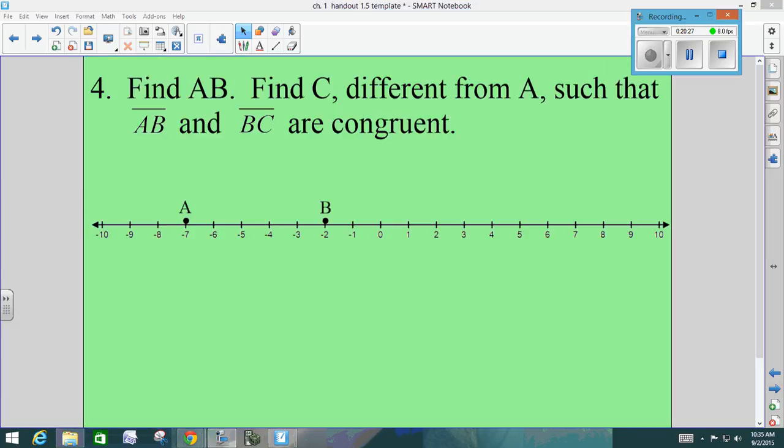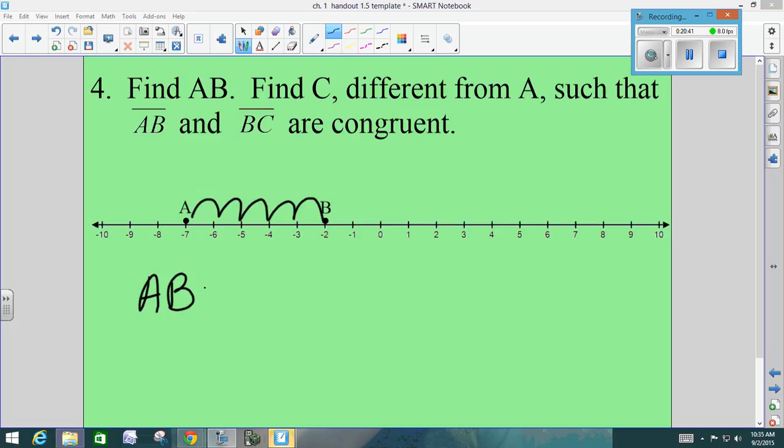All right, number 4. The first part says find AB. Clean, what do they mean, find AB? Good, find the length from A to B. 1, 2, 3, 4, 5. Good, the length of AB is 5.